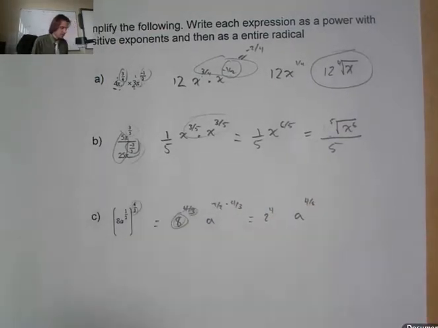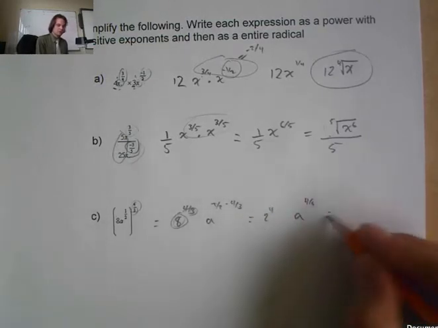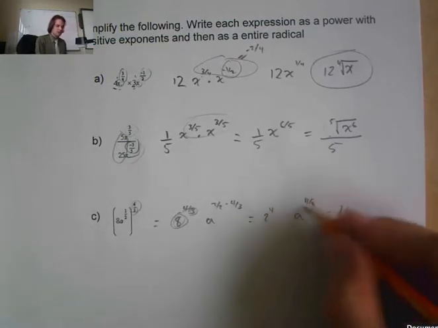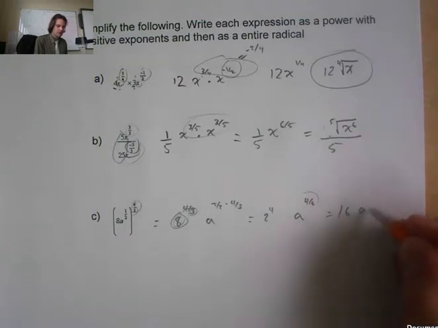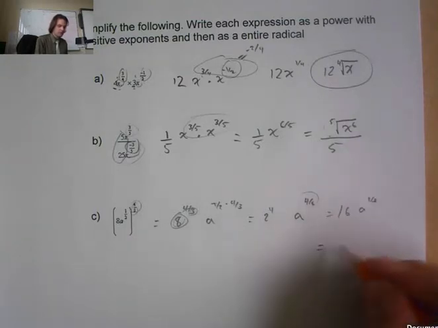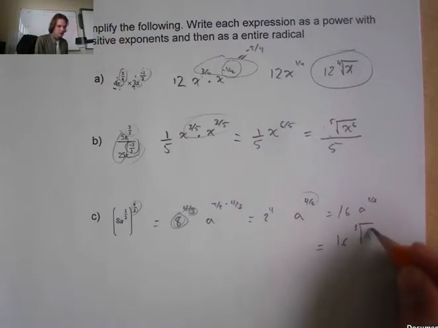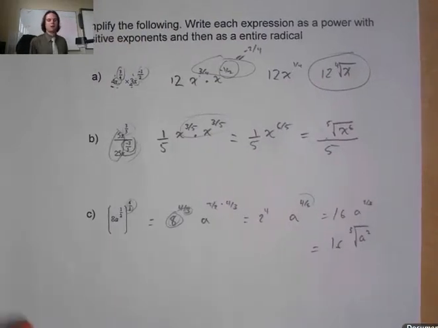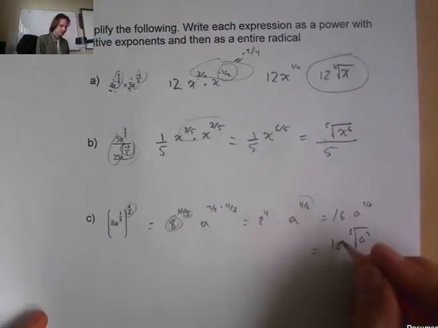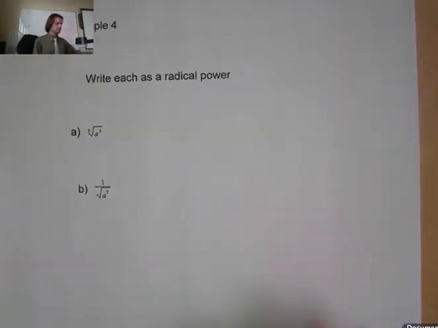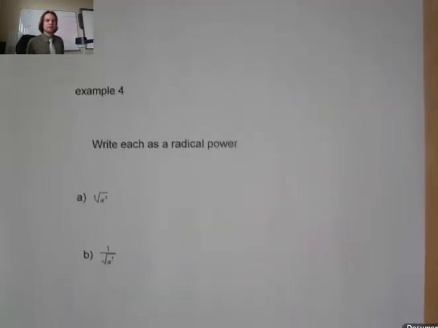I believe, yep, okay. So we do this, this is going to give me 16, and that's the same as 2 over 3. If we simplify that, a to the 2 over 3, which gives me 16. And here we're going to get the cube root of a squared. And there is my final answer. That's 16. Okay? Let's take a look at our next example.